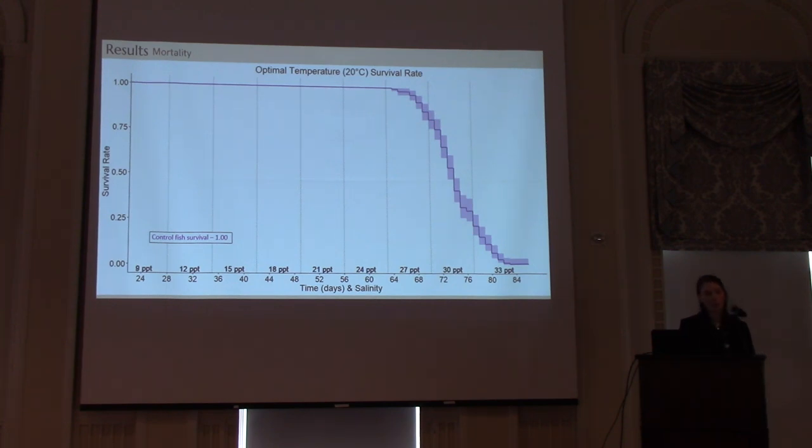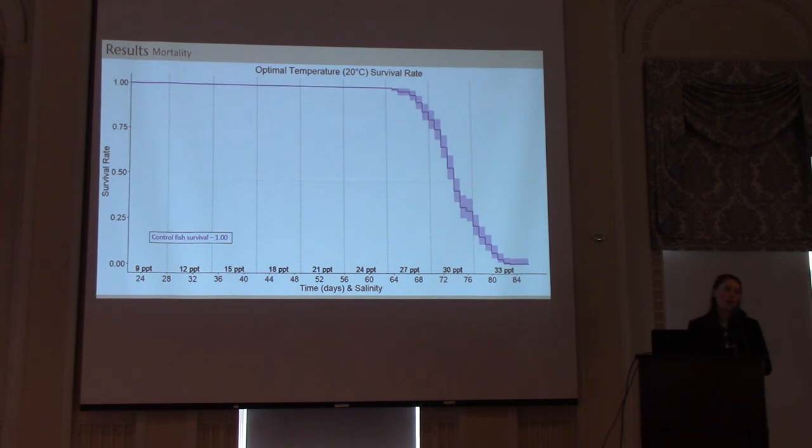And with the vitality scoring, remember these fish started showing signs of stress at 24 parts per thousand, but we can see that first vertical drop doesn't occur until 27 parts per thousand. So that's that first mortality event. The highest mortality rate occurred at 30 parts per thousand, and then we actually had one fish hang on for 10 days at full strength seawater, 33 parts per thousand, which is pretty remarkable for a fish that came from a body of fresh water. There was no mortality in the control fish in this treatment.